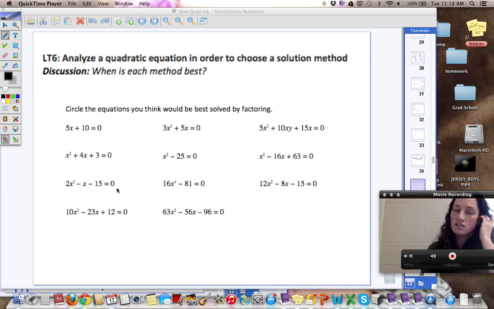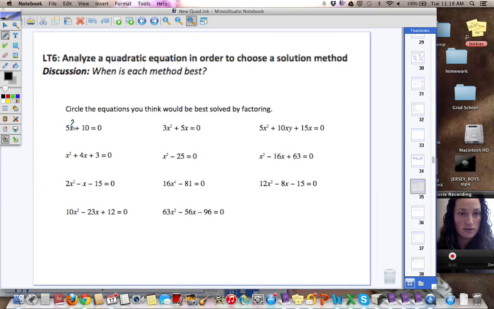Okay, so Unit 6 quadratics, this is LT6. Analyze the quadratic equation in order to choose a solution method. So which one is best? First thing, I just want to correct this. This says 5x plus 10. We want this to be 5x squared because it's quadratics and things of higher order.